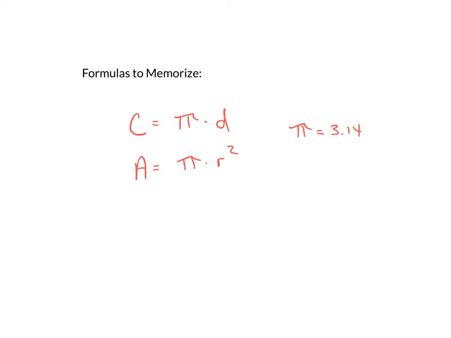In order to be successful in this section when taking the test, you do need to know these formulas. You need to know that the circumference is equal to pi times the diameter. You also need to know that the area is equal to pi times the radius squared. Remember, you are always going to be using 3.14 as an approximation for pi.